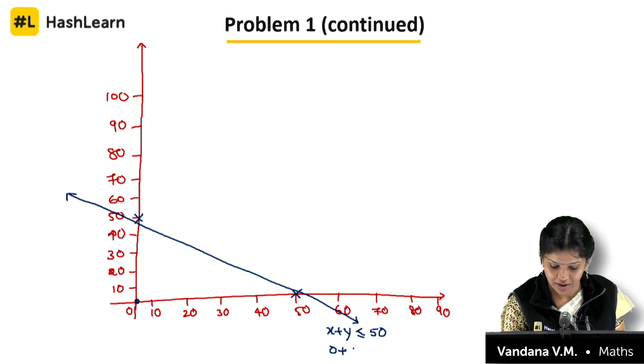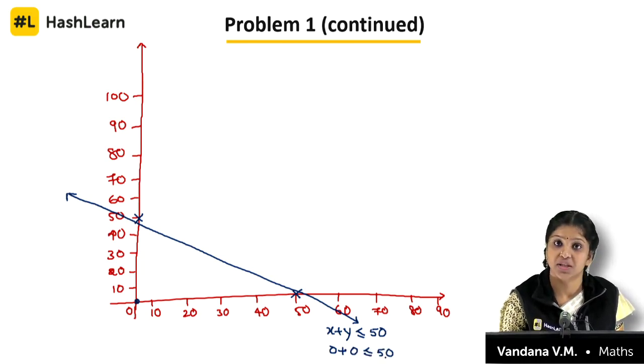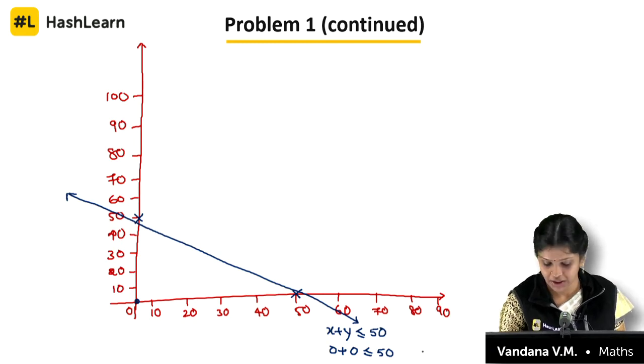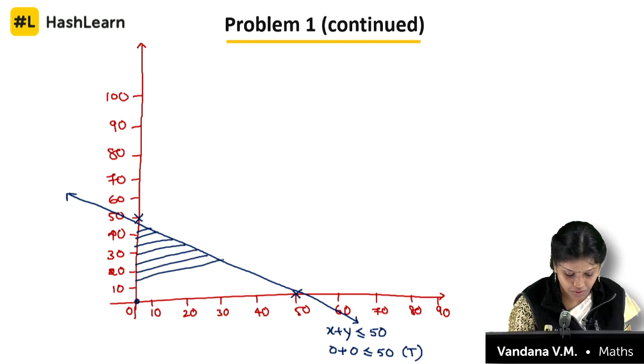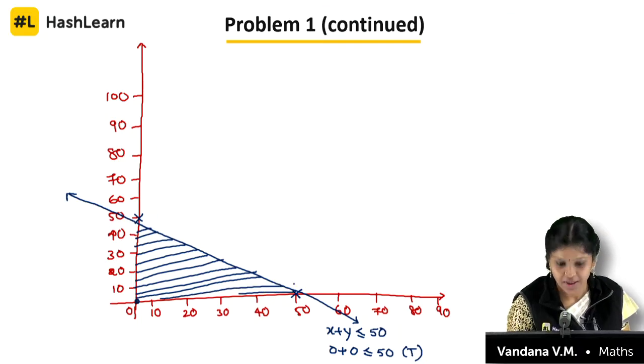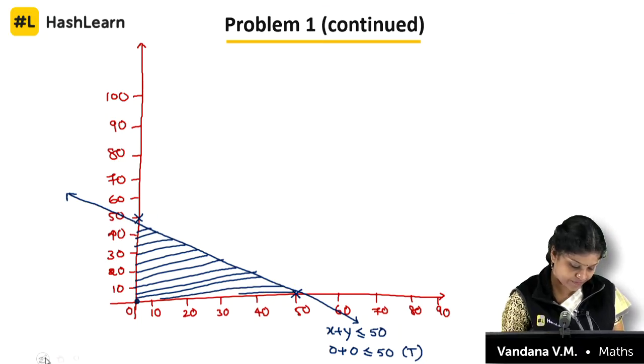Substitute over here 0 plus 0 less than or equal to 50. Is it true or false? 0 is less than 50. Obviously true. So my shaded region is towards the origin side. Towards the origin side. Yes, I am done. Next.